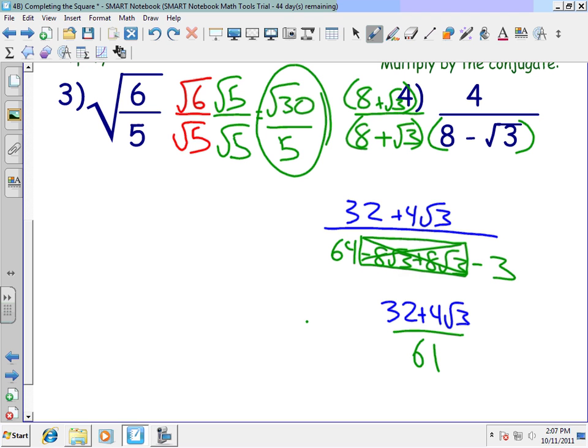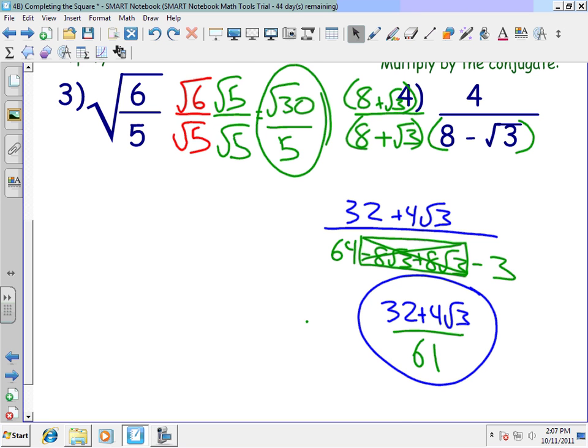And we have to look, is there anything to reduce? Not in this problem. So that is our finalized answer. Again, not having a radical in the denominator. So that is how you rationalize those problems, both 3 and 4, either using the square root or using the conjugate. Very similar to complex numbers.